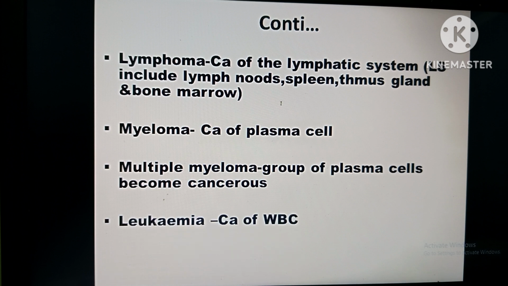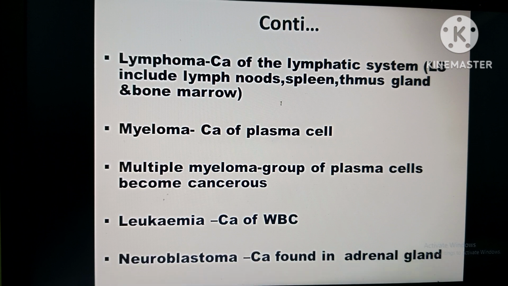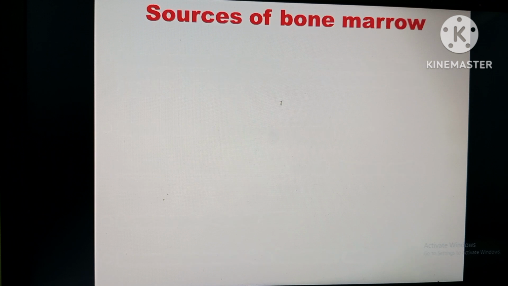Leukemia, cancer of WBC. The normal WBC count is 4,000 to 11,000, but in leukemia it will cross 1 lakh, more than 1 lakh. Neuroblastoma is a type of cancer found in the adrenal gland. So in all these conditions, bone marrow transplantation is required. Now let me see the sources of bone marrow. There are 3 types of bone marrow donors.